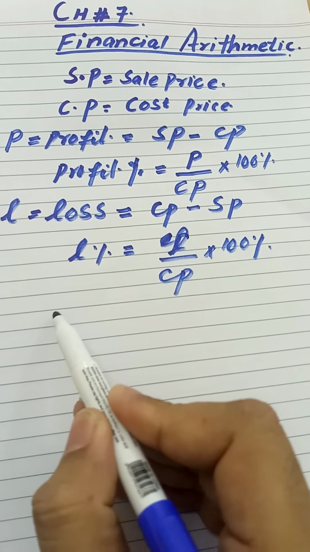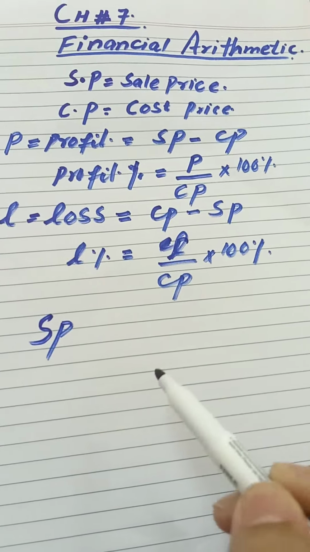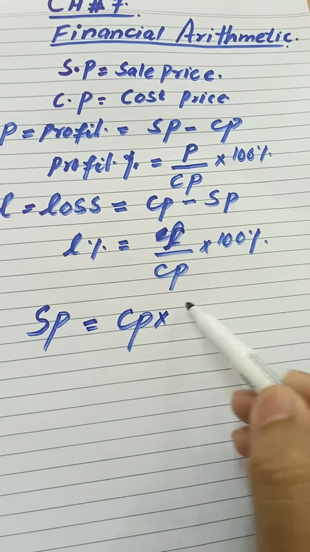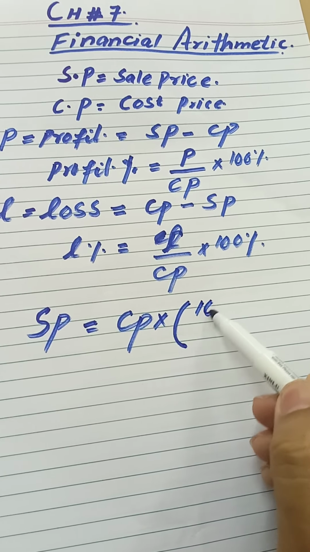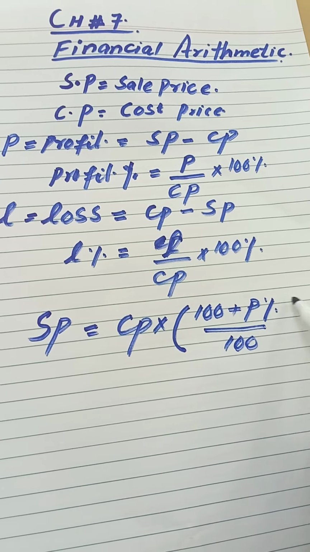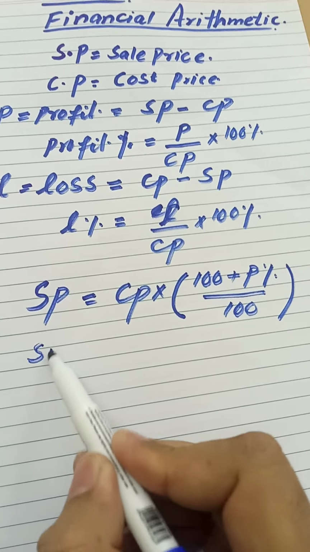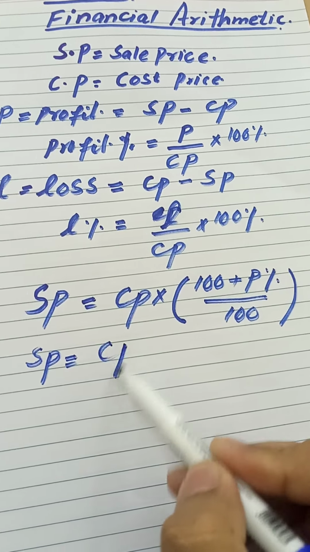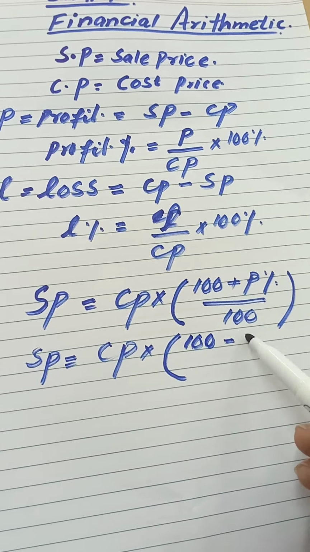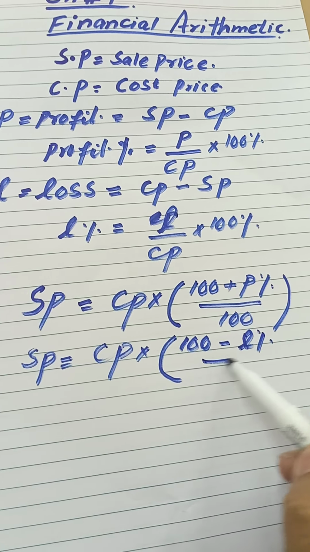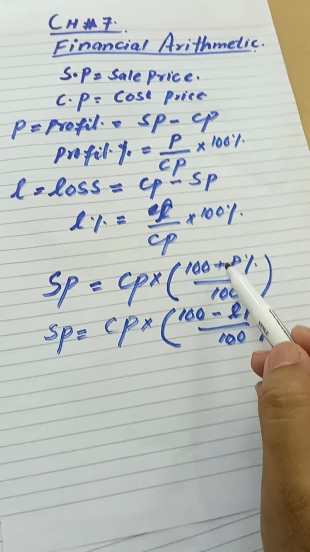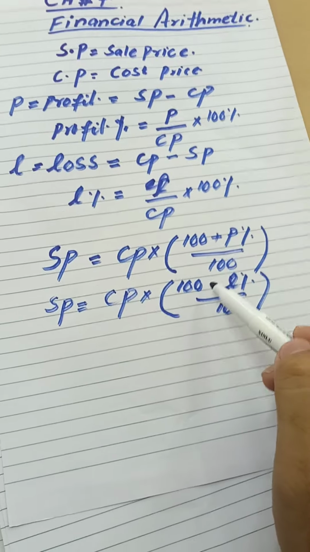First, if you want to find the sale price when cost price is given and profit is given, then the formula is cost price multiplied by 100 plus profit percentage over 100. When you want to find sale price when loss is given and cost price is given, then the formula is 100 minus loss percentage over 100. When profit comes, there is a plus sign. When loss comes, there is a minus sign.